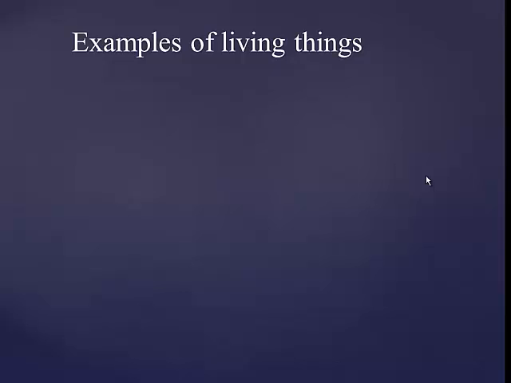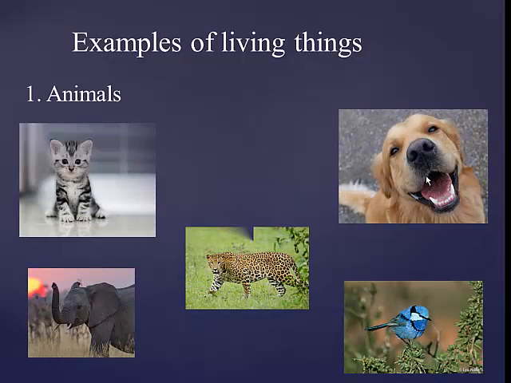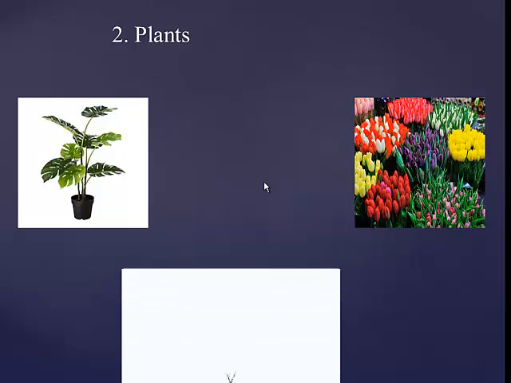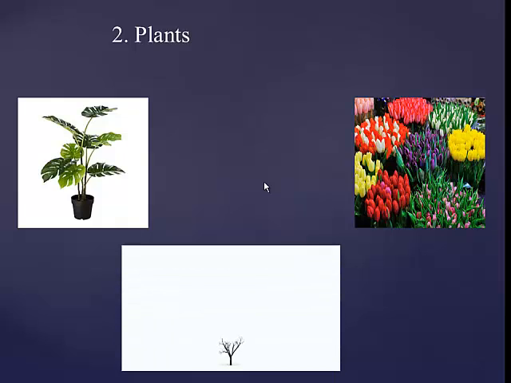Now I'm going to give some examples of living things. The first example of a living thing is animals. Animals are considered living things because they have life. They need food, water and air to survive, and they can grow and give birth. The second example of a living thing is plants. Plants are also considered living things because they have life, and once their life gets over, they die. They need air and water to survive.